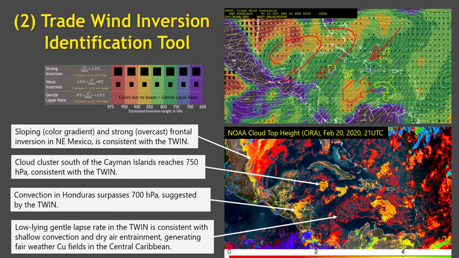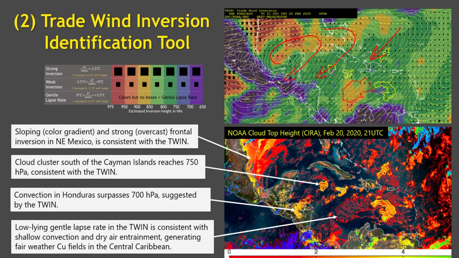You have a pocket of a low-lying trade wind inversion here in the Central Caribbean. And if you look at the satellite image, you can see that this is the NOAA cloud top height SIRA product that diagnoses the elevation of the tops of the clouds. And you can see that most of this convection is shallow, where the macro is showing this low-lying inversion. Then there's some convection in this area as well, here to the east.